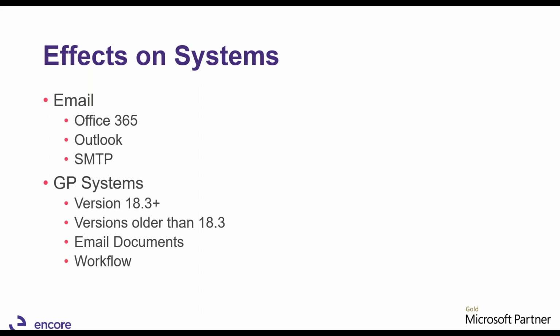Workflow uses SMTP in order to send its information out, so that when you get emails to say, oh, you've got to go and approve this, or here's the document, can you please approve it? That's all done through SMTP. That also will stop working because before 18.3, it was using TLS 1.0. So we need to be concerned about that.